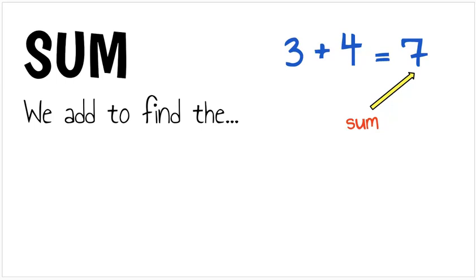Next is sum. We add to find the sum. We see here 3 plus 4 equals 7. 7 is the answer. That is the sum. So we add to find the sum.